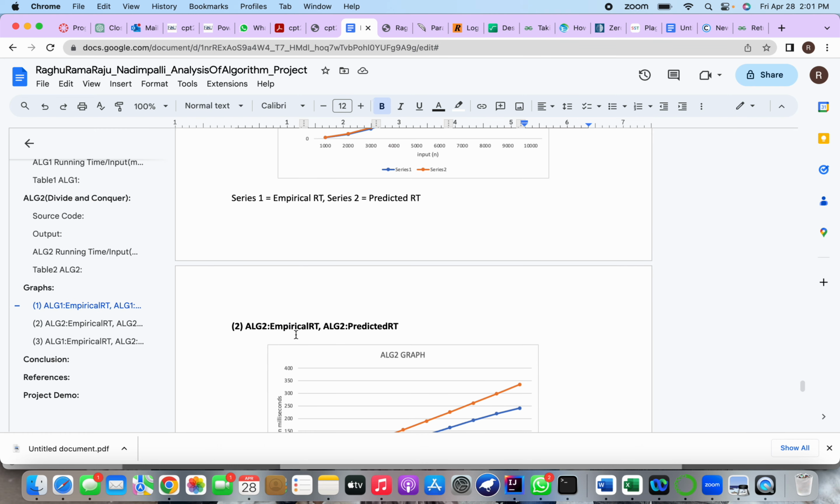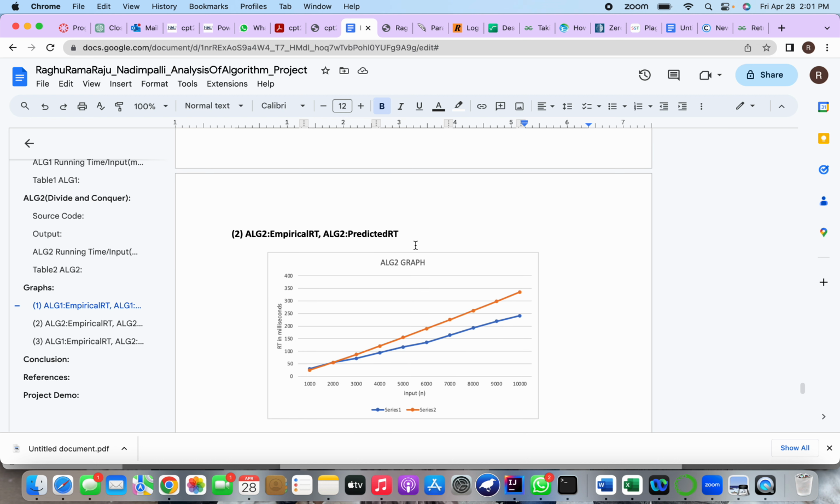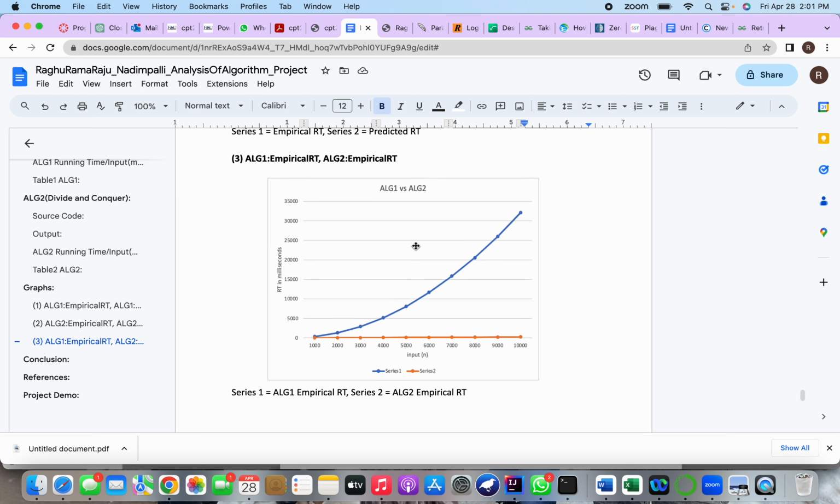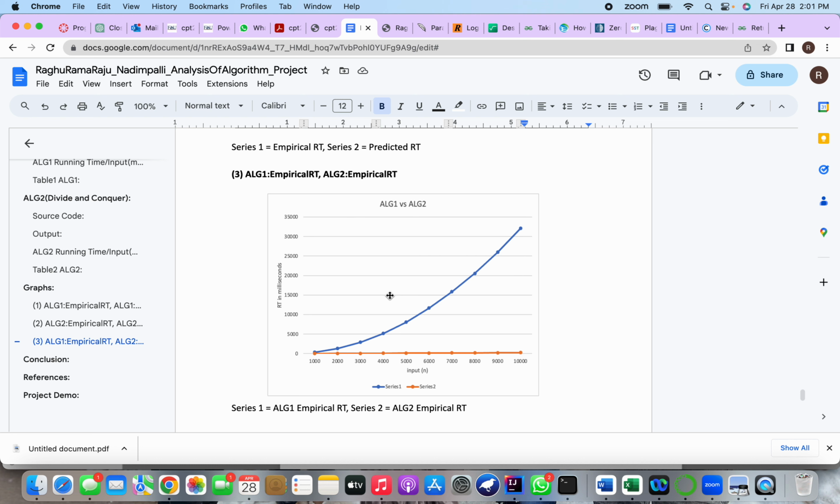So from the code or from the running time, we already know that the divide and conquer works much faster than the brute force. As I already showed you the running time values for n equals 10 power 3 to 10 power 3, the running time is almost 10 times less than algorithm 1, brute force. So when I plotted those values, this is how my graph looks.